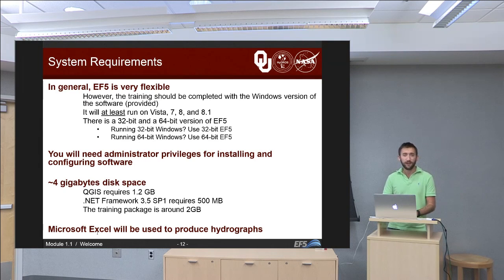For the training, we'd like you to have around 4 gigabytes of disk space. QGIS, once it's totally installed, takes about 1.2 gig on its own. And then there are also some Microsoft dependencies, including the .NET framework, and some other things to take up a few hundred megabytes worth of data. And when you add in the precipitation data and the example data, the entire training package is around 2 gigabytes or so. It would also be helpful to have Microsoft Excel or access to another spreadsheet program, as we'll be using that throughout the training to make hydrographs to visualize the results we get from the hydrological model.